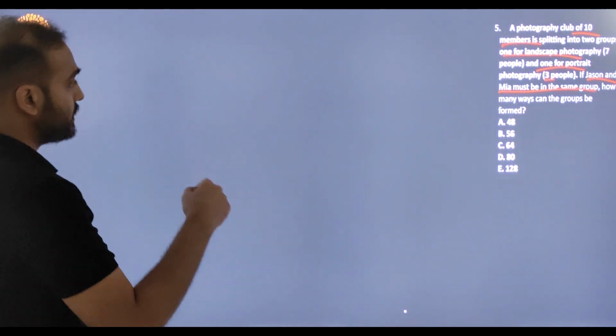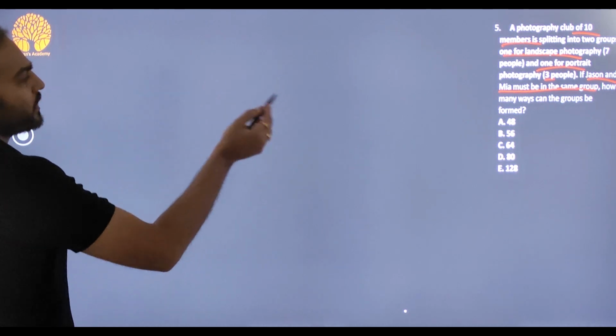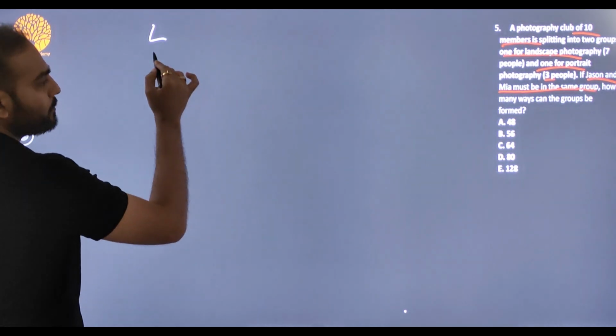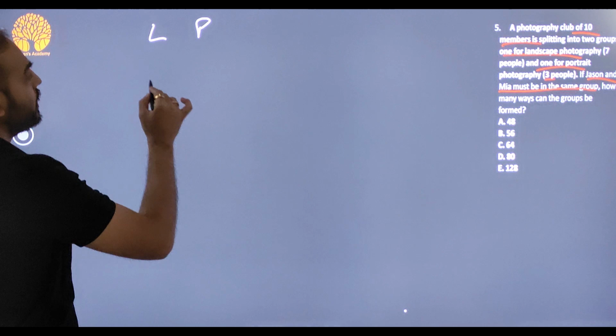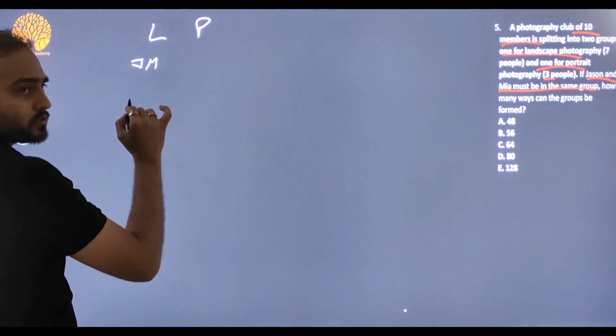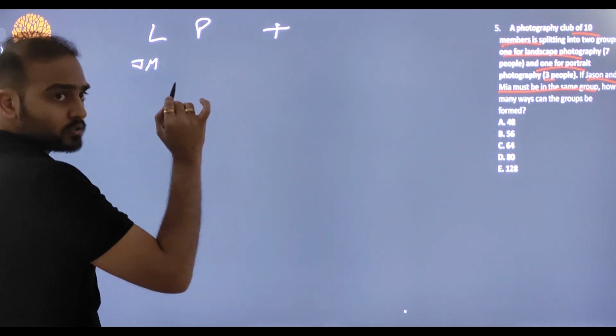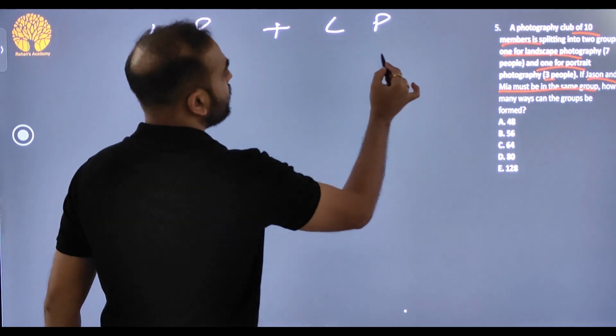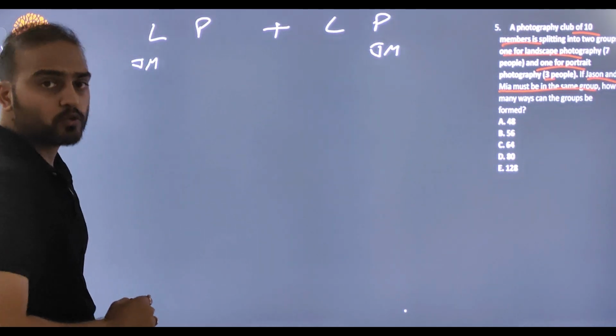Think about it again. What can happen? This is my landscape group, this is my portrait group. I can put Jason and Mia here in the landscape group, or I put Jason and Mia in the portrait group.